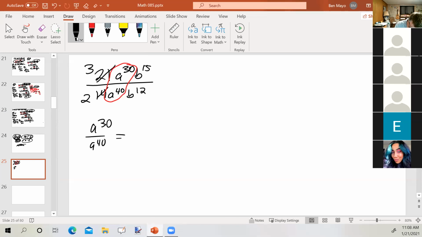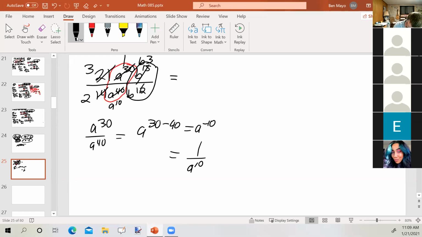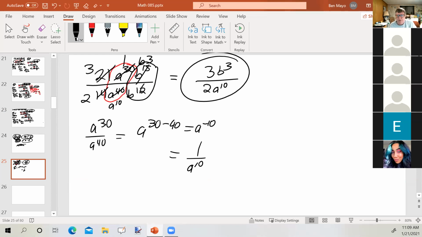over a to the 40th, that becomes a to the negative 10th, which is 1 over a to the 10th. In other words, this becomes a 1, and this becomes a to the 10th. Okay. And then b to the 15th over b to the 12th becomes b cubed. So up on top, I've got 3 times 1 times b cubed. And on the bottom, I've got 2a to the 10th. Okay. Are we all right with that?